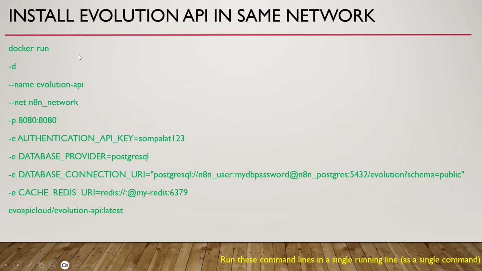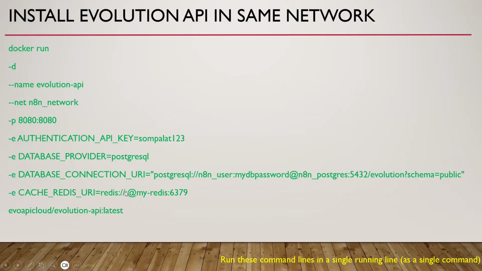Then we need to install the Evolution API in the same network. This is our same network. This is the port. And this is the authentication API key, which we make ourselves. The database provider is Postgres, which we have installed already. This is the database connection. This is our database password. This is our database. And this is how we install the Evolution API. And this is the connection for Redis.